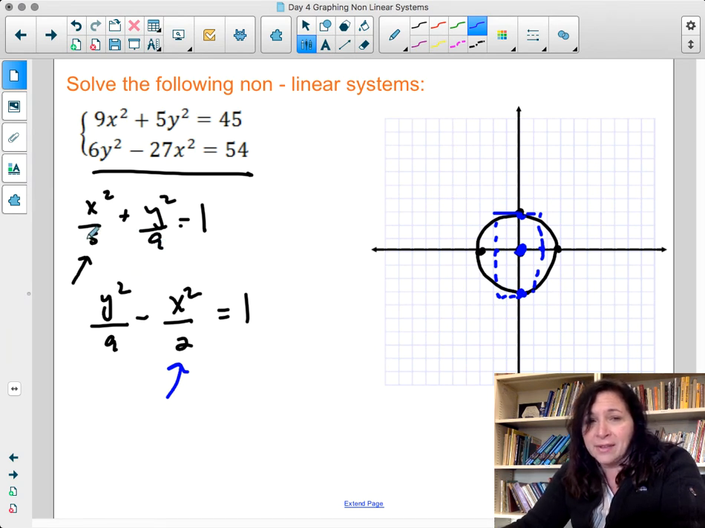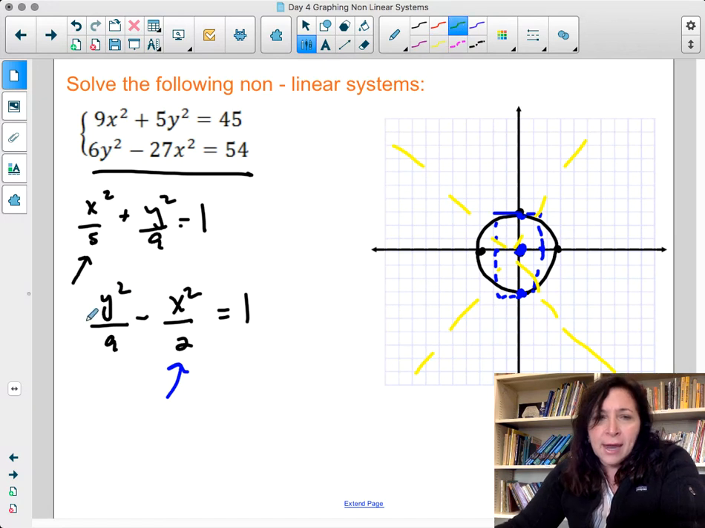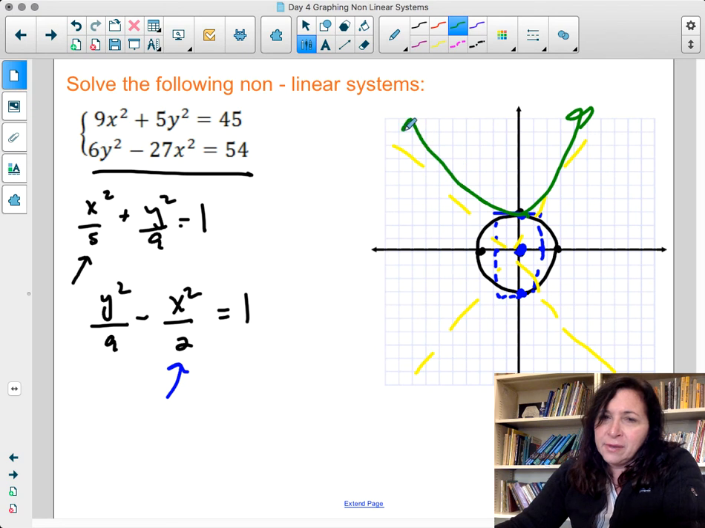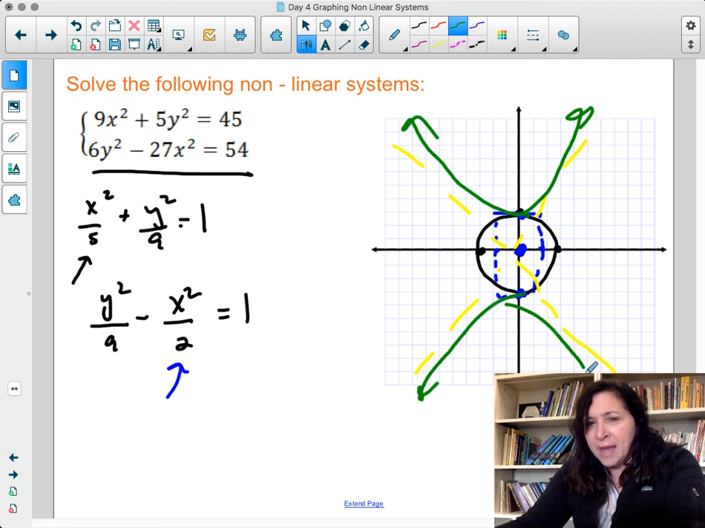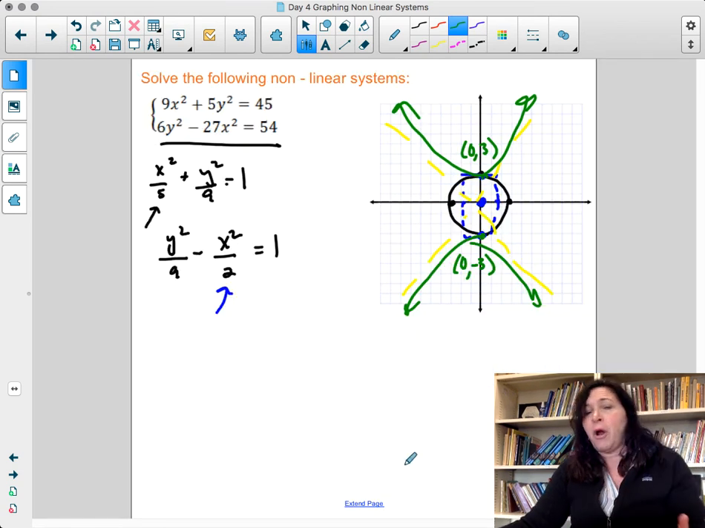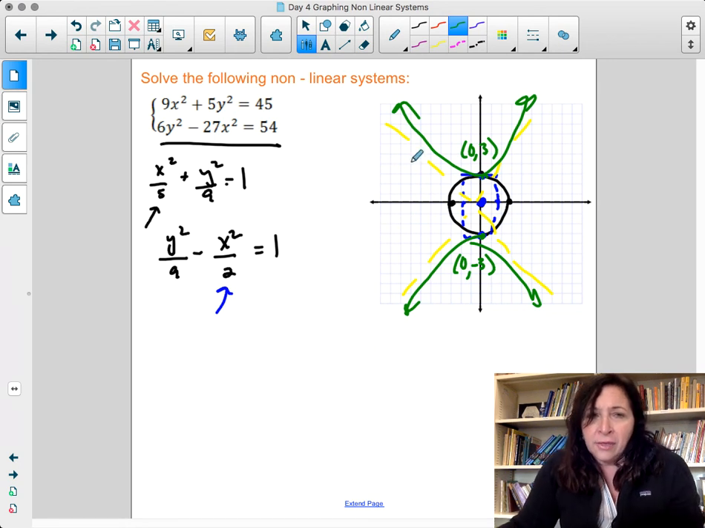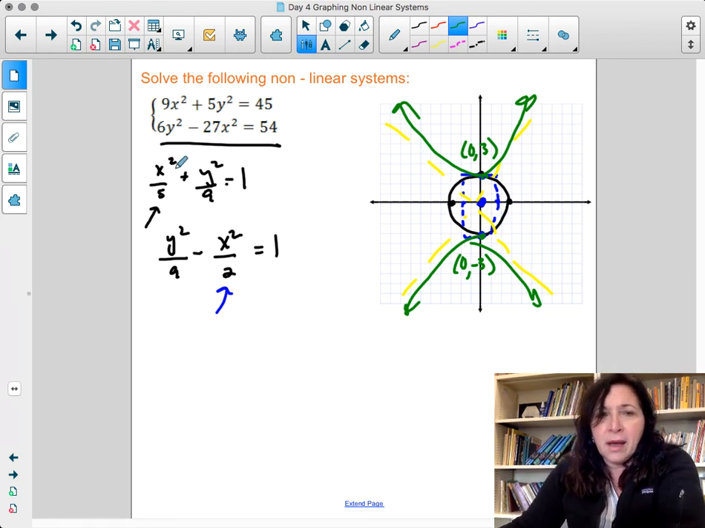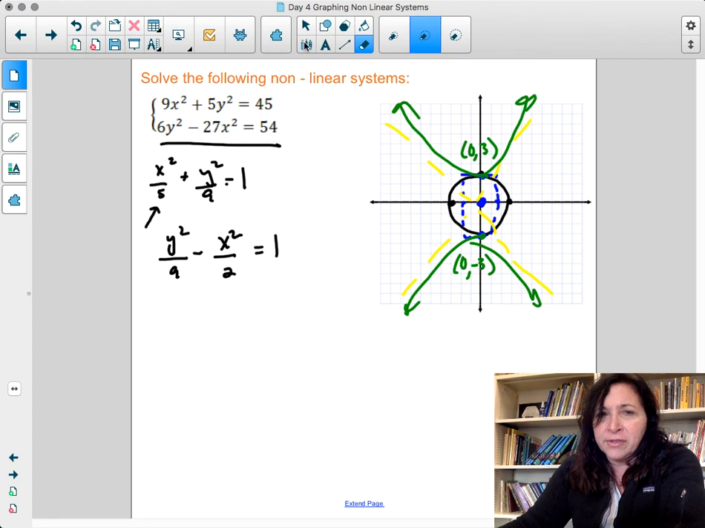And let's put our asymptotes in like this, right? And then we're going to make our graph. And our graph, because y squared is positive, does go up like this. And it does go down like this. And very clearly, I see that my two intersection points are 0, 3 and 0, -3. Now, some of these problems are a lot more clear than the others, obviously. However, I still think you should always check your answers by graphing and solving the system.